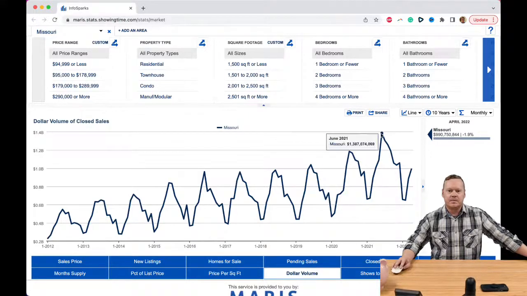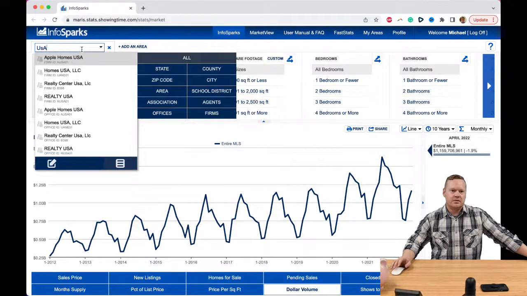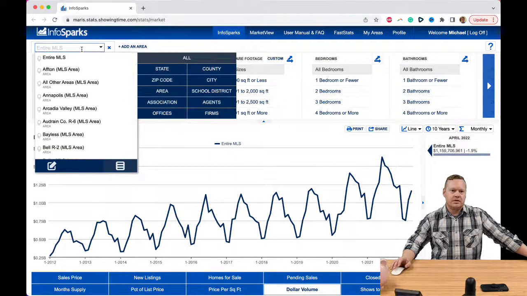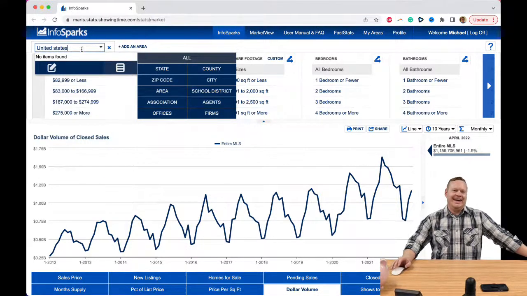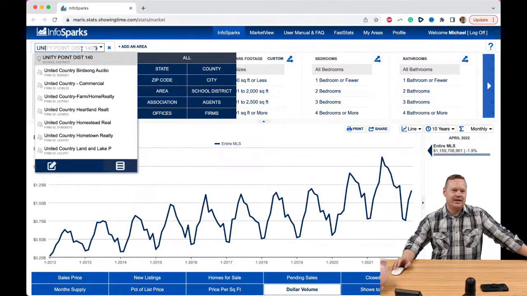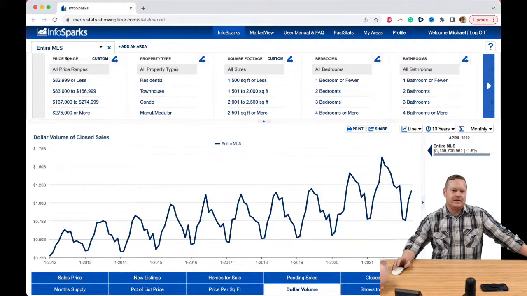Can we do MLS nationwide? I wish. Let me see. Can you do USA? Cannot. United States. There's no way it can pull that data. America. Nope. What's entire MLS? Just click that. Entire MLS. Yeah, but see, that's not the dollar. That's this zone. Yeah, so that's just our zone. Which is what though? 1.6 million. Billion. 1.6 billion. But see, that's the same as Missouri though, isn't it?